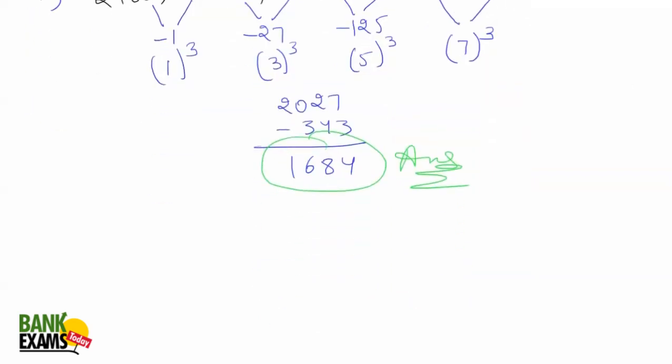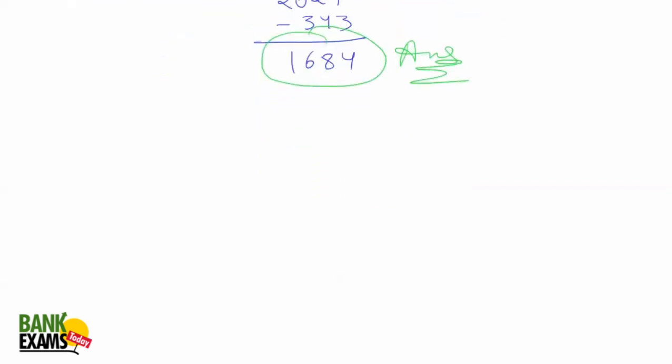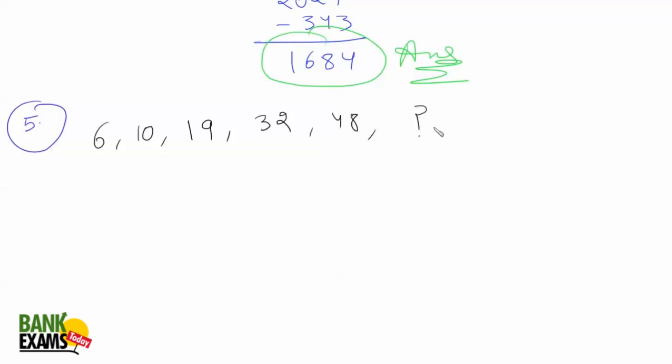Let's do the next question, the fifth question. 6, 10, 19, 32, 48, and there is a question mark. There is no direct pattern in the series, so let's find the differences. It's a difference of 4, 9, 13, 16. Still there is no pattern here.